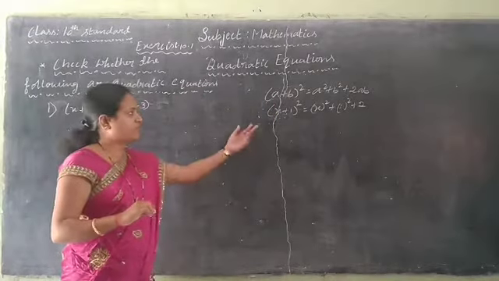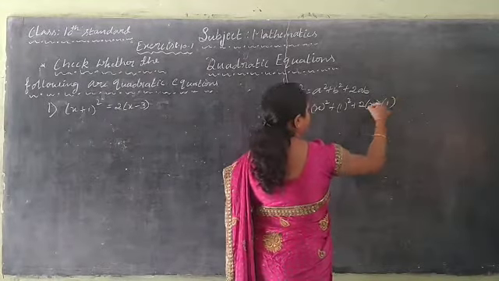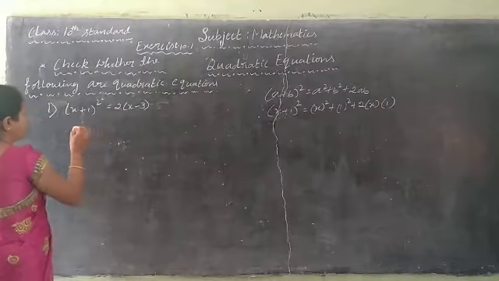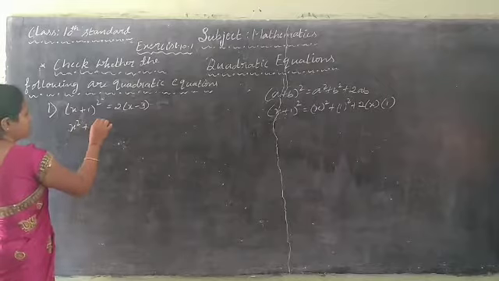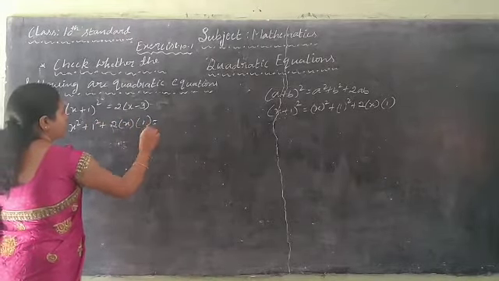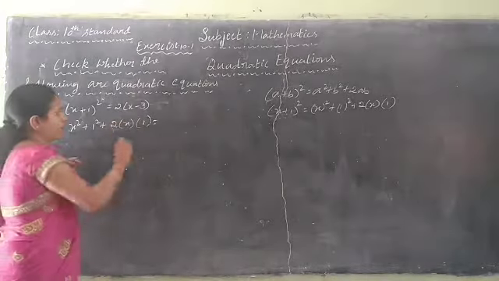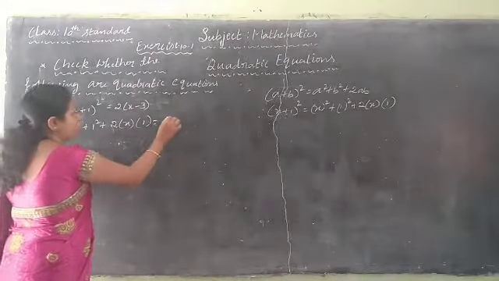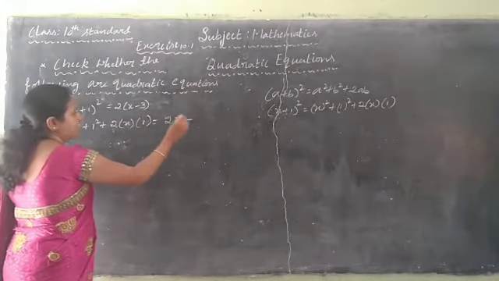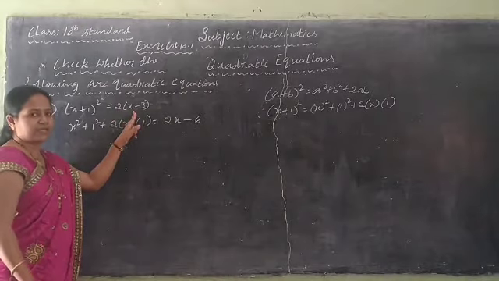2 into a. What is the value of a? Yes. What is the value of b, children? 1. 2 into x into 1. Got it? So write that here. x square plus 1 square plus 2 into x into 1, plus, in the right hand side what is there? 2 into (x - 3), children. Multiply that. 2 into x, 2x. See the sign? Minus 2 3s are 6. Got it? So with 2 you have to multiply (x - 3).